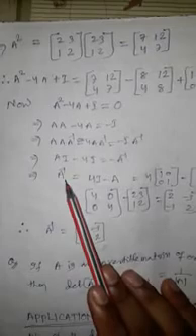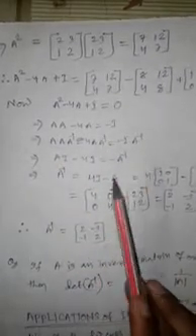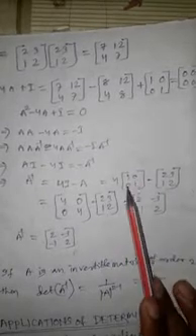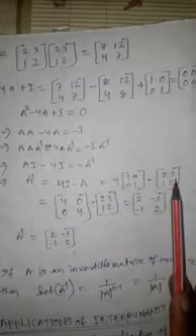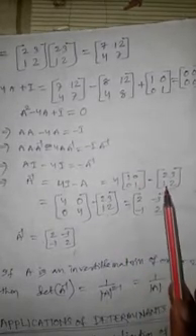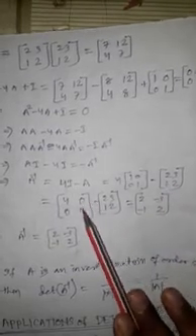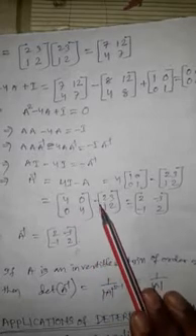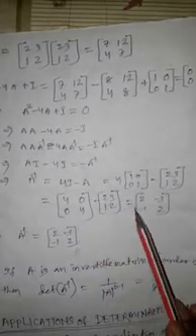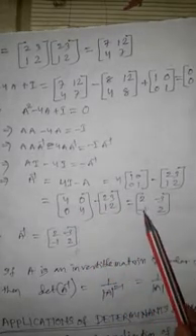Now A inverse, this is left side, this is right side. So that is 4I minus A. 4I means 4 into identity 1, 0, 0, 1, minus A, that is [2, 3; 1, 2]. So here [4, 0; 0, 4] minus [2, 3; 1, 2], which is equal to [2, -3; -1, 2].